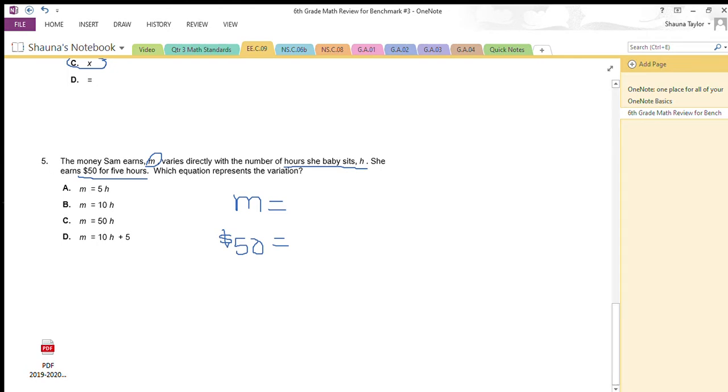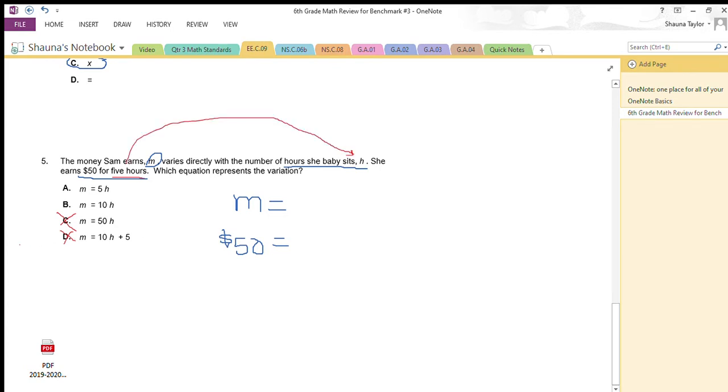So if I look at my ABCD, I know the 50 cannot be on this side because it's dependent. So I can throw out this one. We're not doing any addition here, so I can throw out this one. So my answers are either going to be A or B. Is it 5 times the hour or 10 times the hour? So up here it says $50 for 5 hours. So the 5 is your H. Does that make sense?